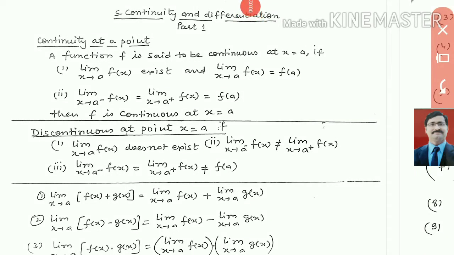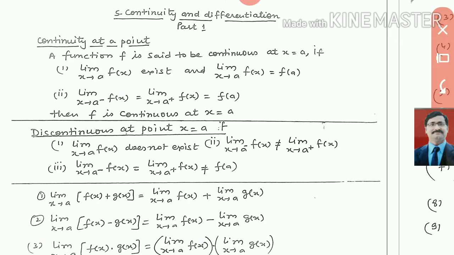Good morning, students. Today we will start topic 5, continuity and differentiation, and after this, topics 6, 7, 8, 9. These totally depend on this topic, so you have to continue this topic. You will not miss any part and do it in a proper way, because this topic is also important for your higher education, IIT exam and CPT exam.